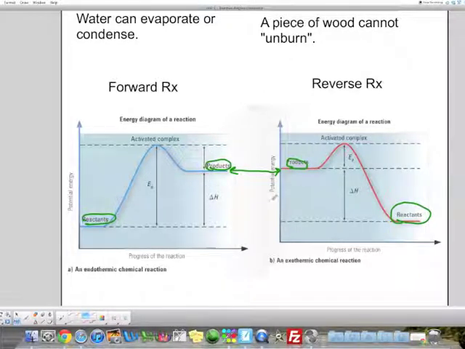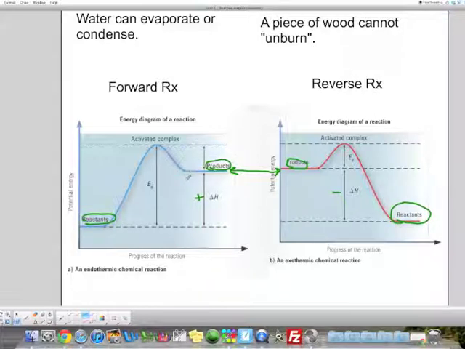My two delta H's have the same value, but of opposite signs. This one is a positive delta H, this one is a negative delta H, but the actual value will be the same. So I might have here plus 50 kilojoules per mole, here I'll have minus 50 kilojoules per mole. Because they're mirror images of each other, they have the same value, different sign. Now, you have this if something is reversible. In the case of a wood that burns, you wouldn't have the reverse reaction because you can't unburn the piece of wood. So you only have this forward versus reverse when you have something that is reversible.